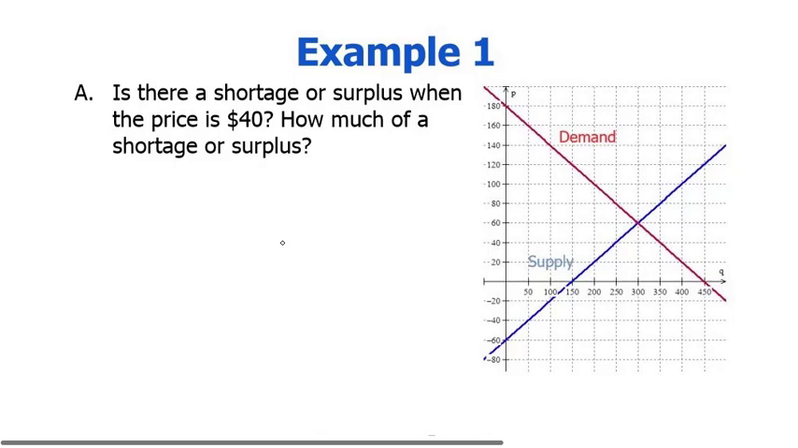Let's look at an example. In part A, they're asking us, is there a shortage or surplus when the price is $40? And how much of a shortage or surplus? So here is our price of $40.